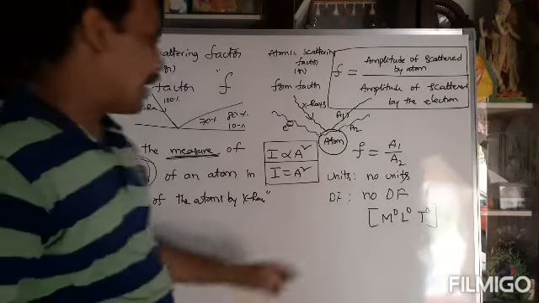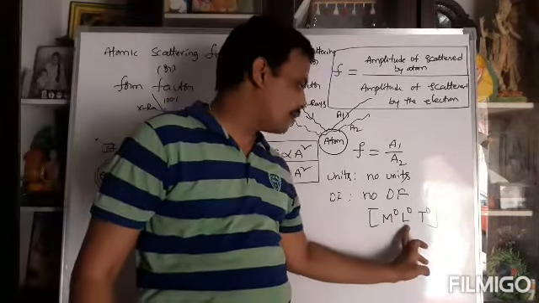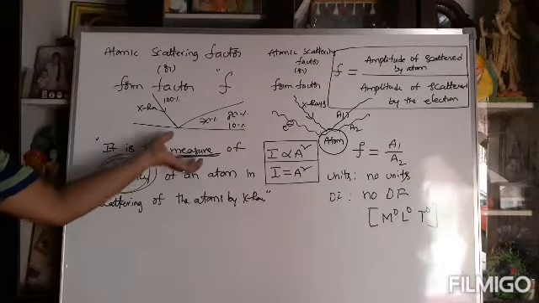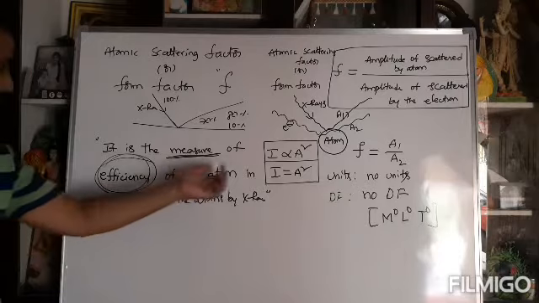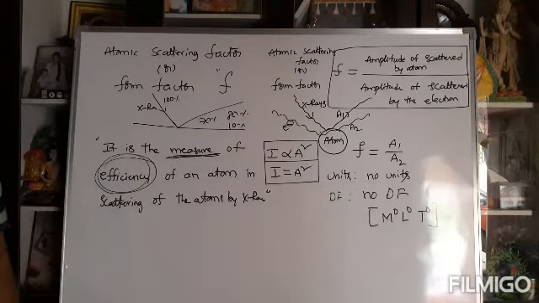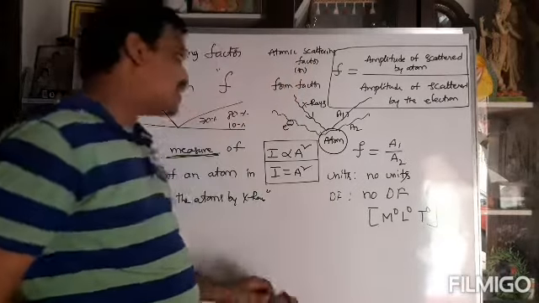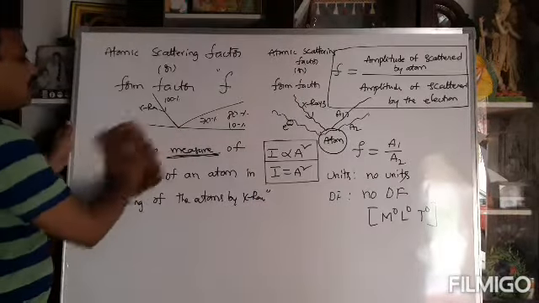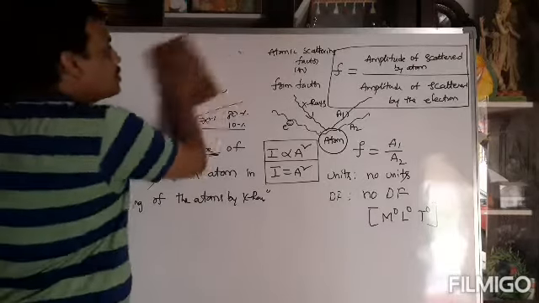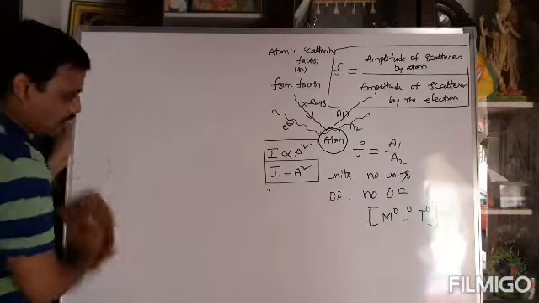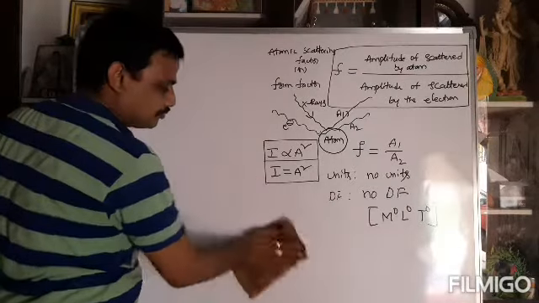So there is no dimensional formula, that is M power 0, L power 0, T power 0. So this form factor value mainly explains the measure of efficiency of scattering of X-rays by the atoms. So how much amount of X-rays are diffracted can be explained by using the form factor value. So this form factor value can be calculated by using any crystal.